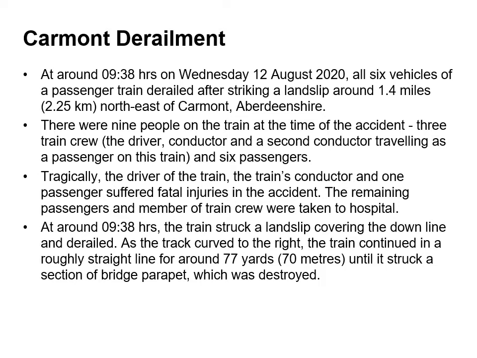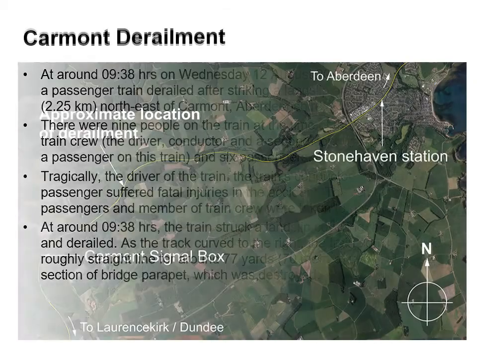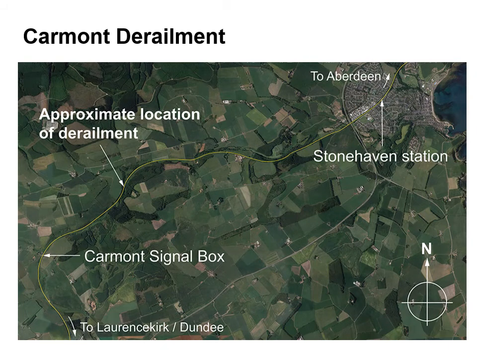At around 09:38 hours, the train struck a landslip covering the down line and derailed. As the track curved to the right, the train continued in roughly a straight line for around 77 yards or 70 metres until it struck a section of bridge parapet which was destroyed. The site of the accident was approximately 6.4 kilometres southwest of Stonehaven and 32 kilometres north of Montrose, on a double-track main line which runs between Dundee and Aberdeen. The train, which was operated by Abellio, trading as ScotRail, was a high-speed train set with a leading power car, four Mark III passenger coaches and a rear power car.